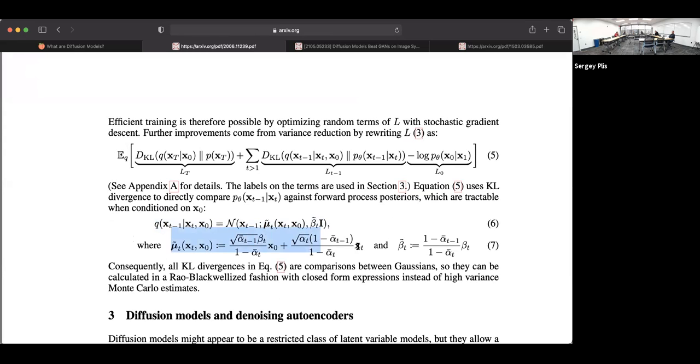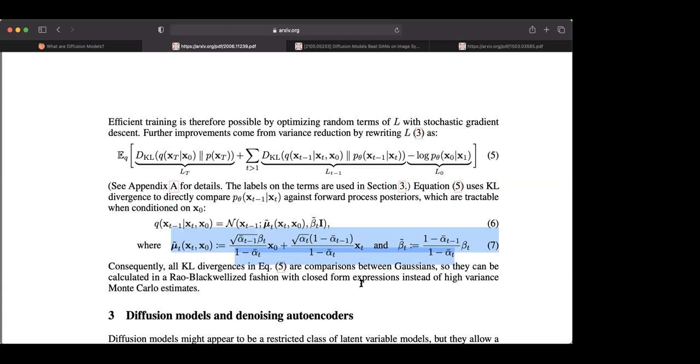Where mu of t is this. So I think they can analytically determine that. Oh, wait, I think I know what they're doing. They're estimating a posterior. What they're doing is sampling xt minus 1 and xt from x0, and then you can condition them on each other, I think.